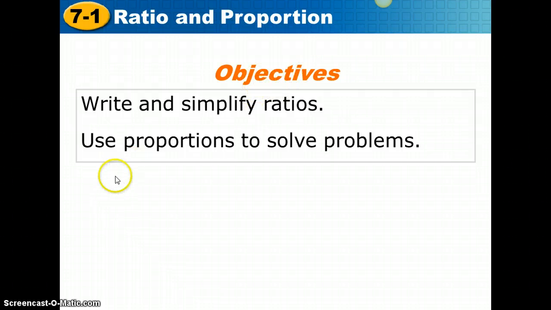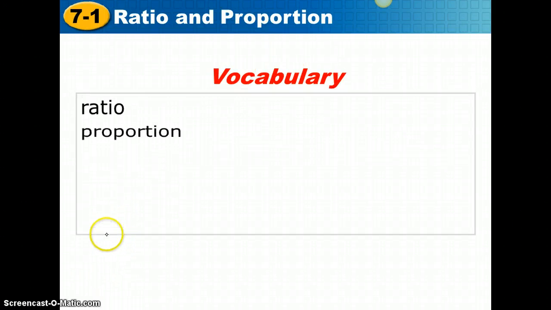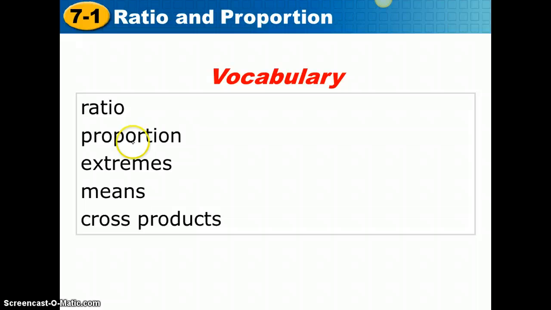Today's objectives will be to write and simplify ratios and use proportions to solve problems. We will be talking about what a ratio is, what a proportion is, the extremes and means of proportions, and what cross products are. These are terms you may recognize from Algebra 1. A lot of this material might come from previous classes, but we will be applying it to certain geometric figures later in the chapter, so this is a good review.